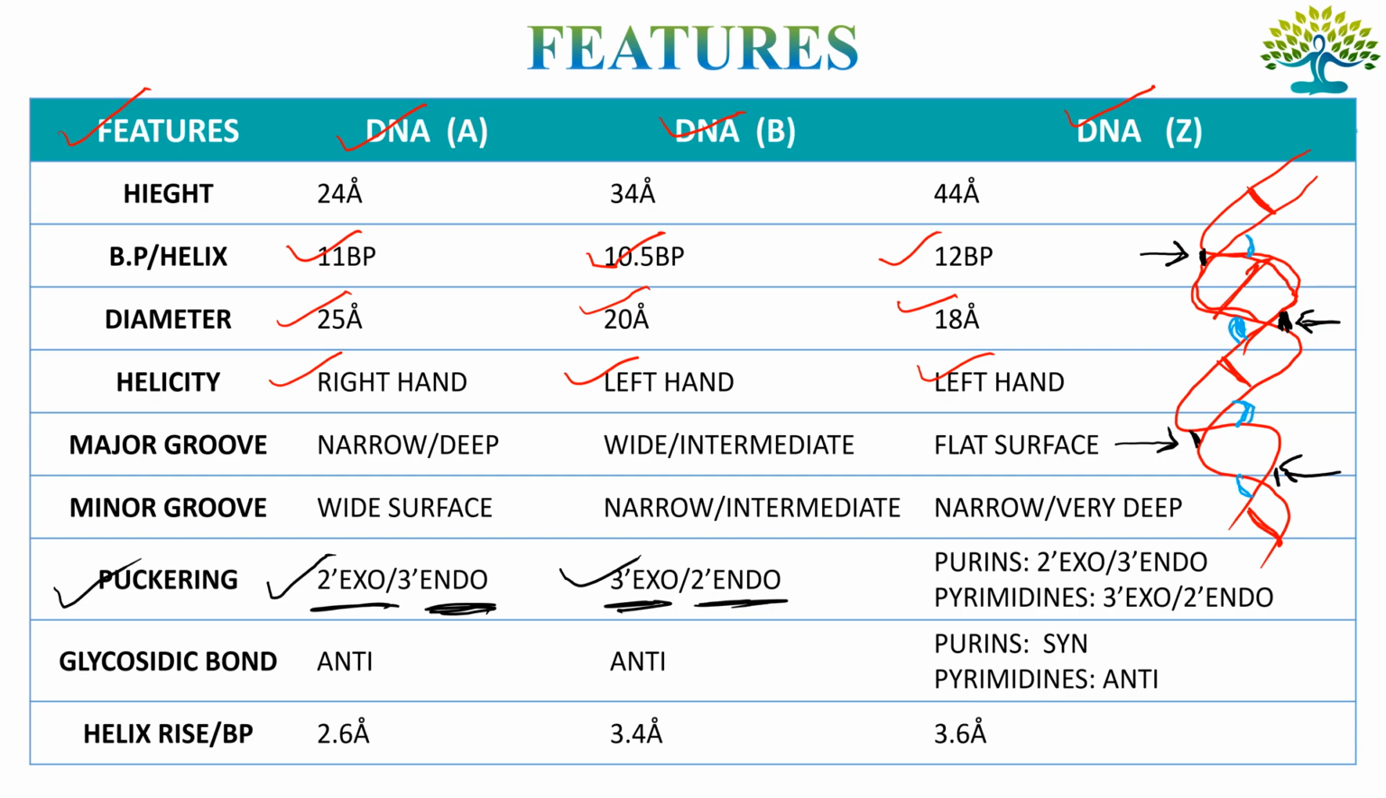Then for Z form, you have to remember for both purines as well as pyrimidines. For purines, it is the same as for DNA A, and for pyrimidines it is the same as for DNA B. Okay, easy. Yes, for major and minor groove, we have left something. For DNA A, it is narrow and deep. So the major groove for DNA A is narrow and deep.